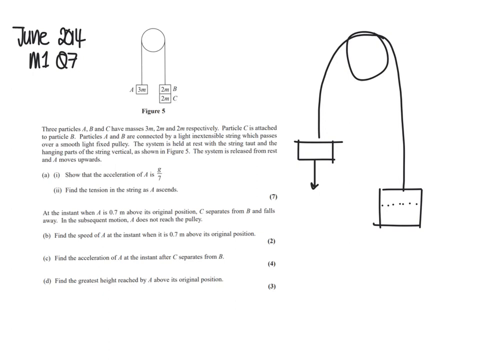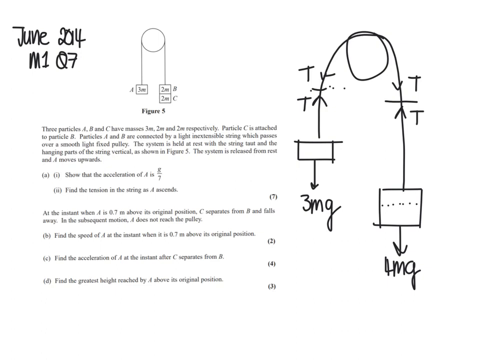Don't forget weights act straight down, so we've got 3mg on our particle A and a combined 4mg for our BC block. Our tensions will be acting vertically upwards, and I always divide my string and also draw what's happening to the pulley as well. So the pulley is experiencing 2 tensions downwards on either side of it. And it's all the same tension, but I like to put that in there. I know it adds a little bit more complexity.